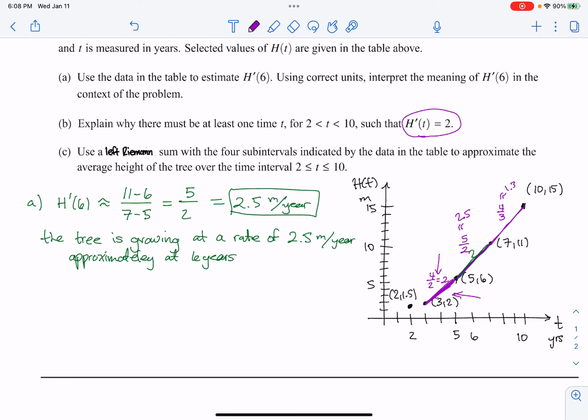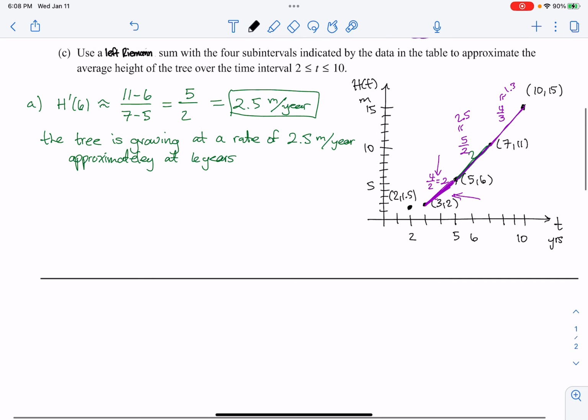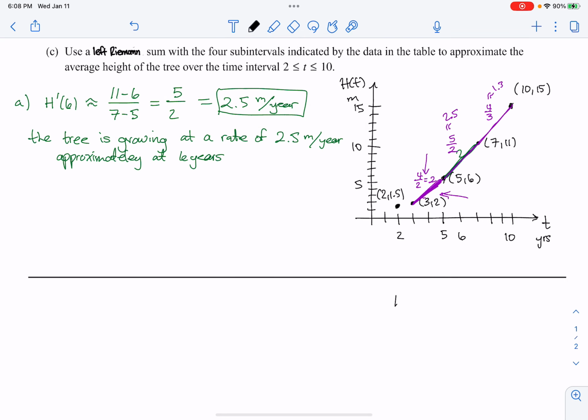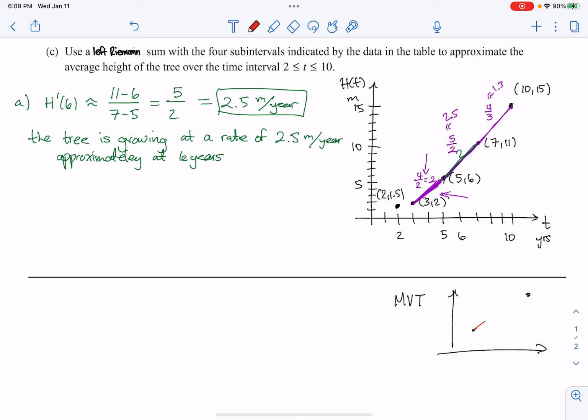So, if you remember the mean value theorem, just to refresh you guys. The mean value theorem said, make a note of it down here, that if I have 2 points, doesn't matter where they are, essentially I can find the slope between those 2 points. All right, so this would be your M.